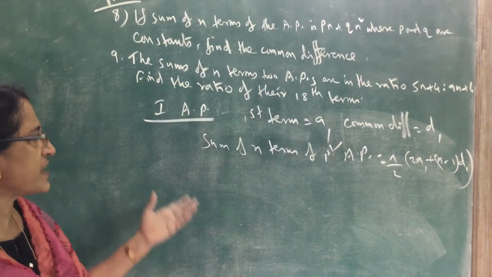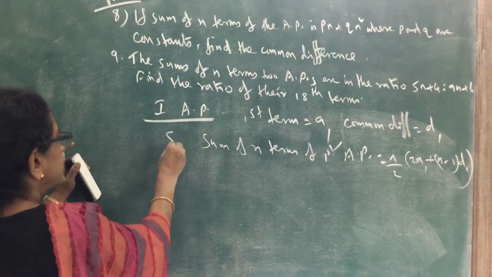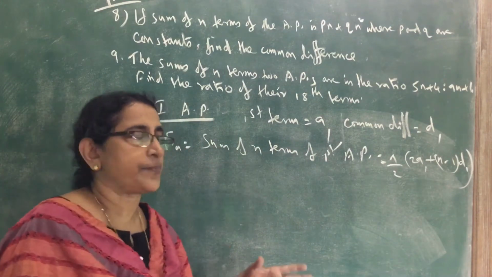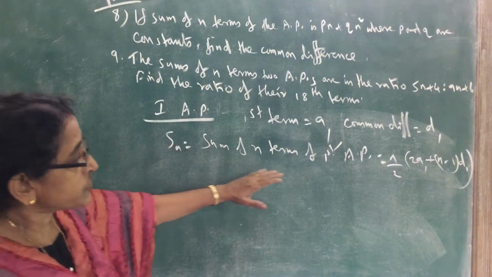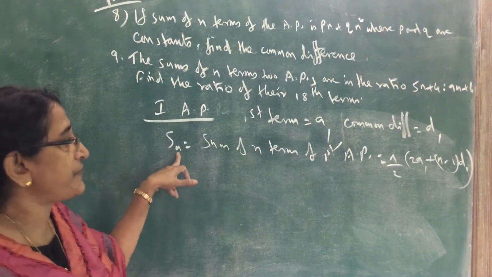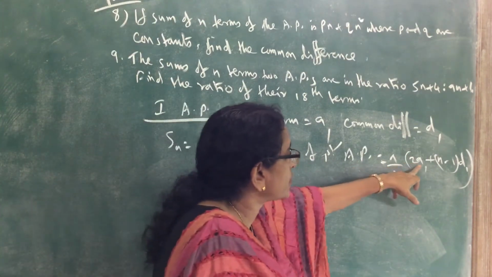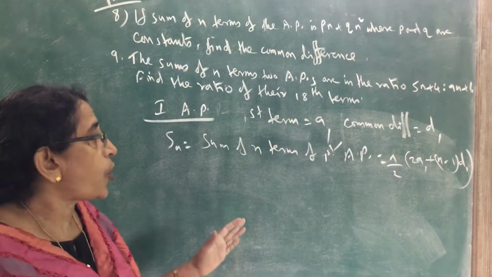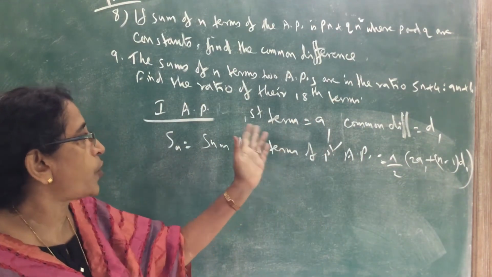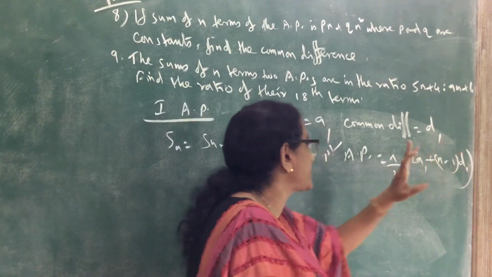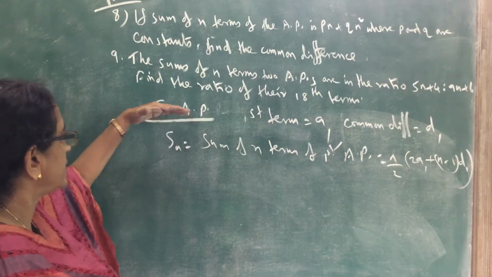So we substitute in Sn. Sn equals the sum of n terms of the first AP: n by 2. The number of terms is n itself, the first term is a1 and the common difference is d1. So here a1, here d1. That is the first AP sum.